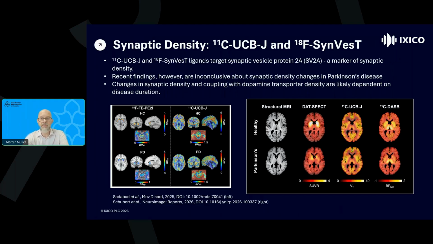More recently, PET tracers targeting the synaptic vesicle protein 2A, SV2A, have enabled in vivo assessment of synaptic density. There are some recent studies on that, and these findings in Parkinson's disease, quite frankly, remain somewhat mixed. But having said that, these approaches still could provide an avenue for investigating synaptic dysfunction and neurodegeneration. Next slide, please.